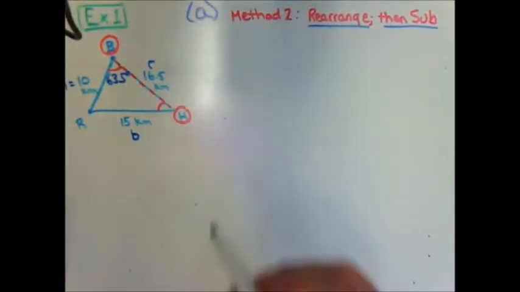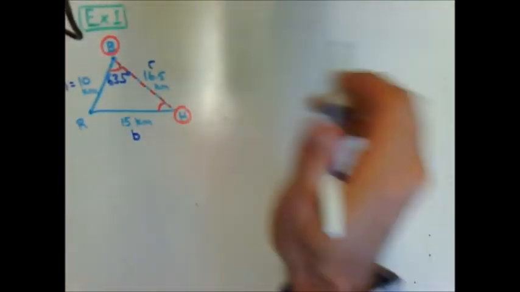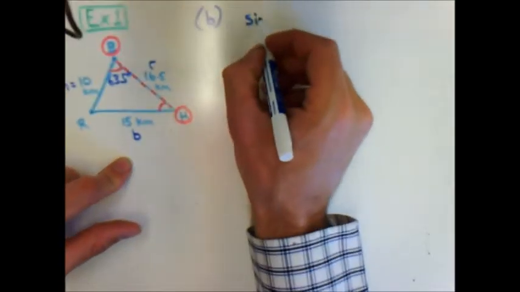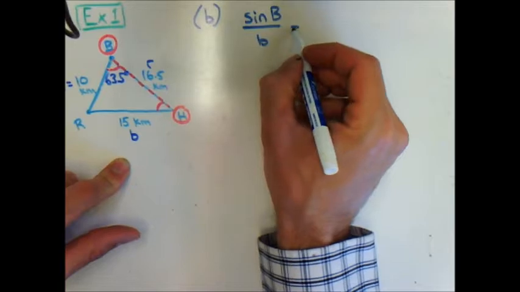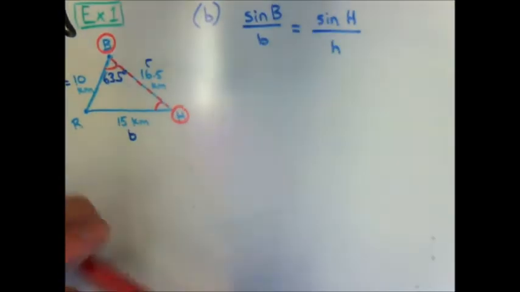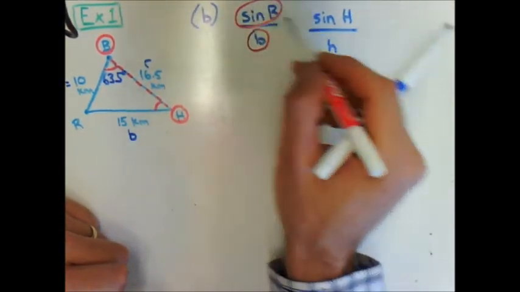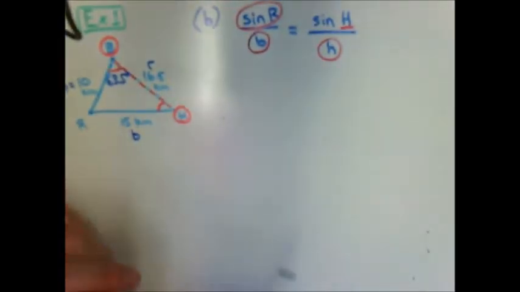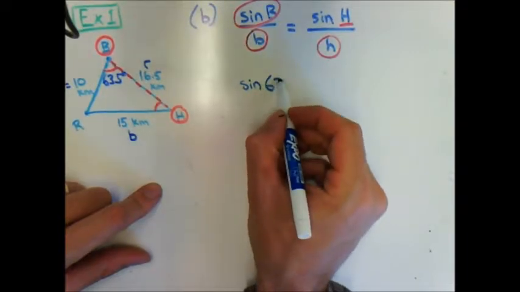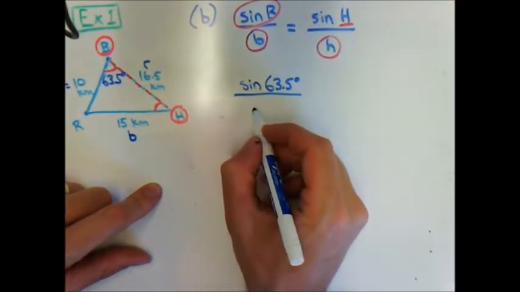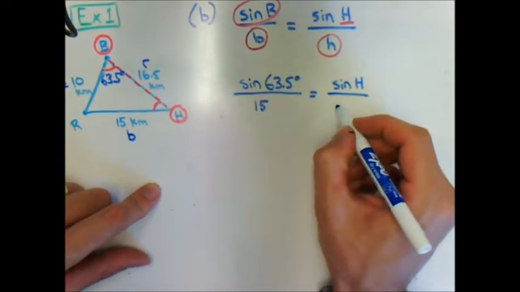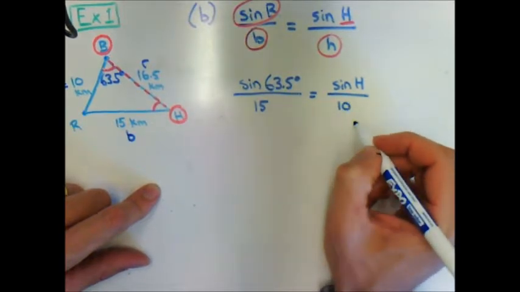So for question B, which is finding the angle H, we can just use sine law. We can say the sine of B over B is equal to the sine of H over H. We have 3 known pieces of information and 1 missing piece of information. So we can write down what we have. Sine of B is sine of 63.5 degrees over side length B, which is 15. And that is equal to the sine of H over the side length H, which is 10.